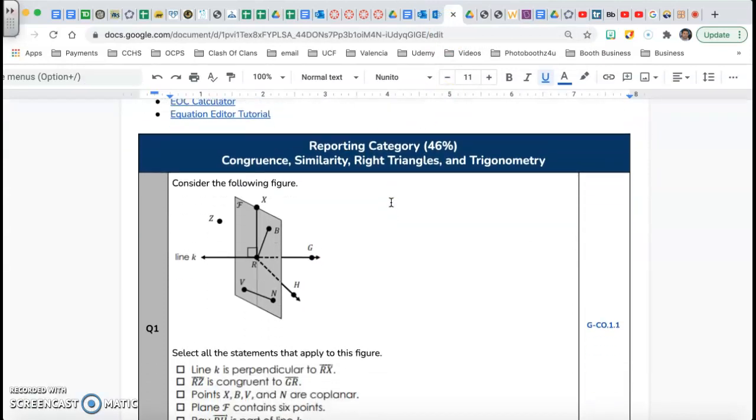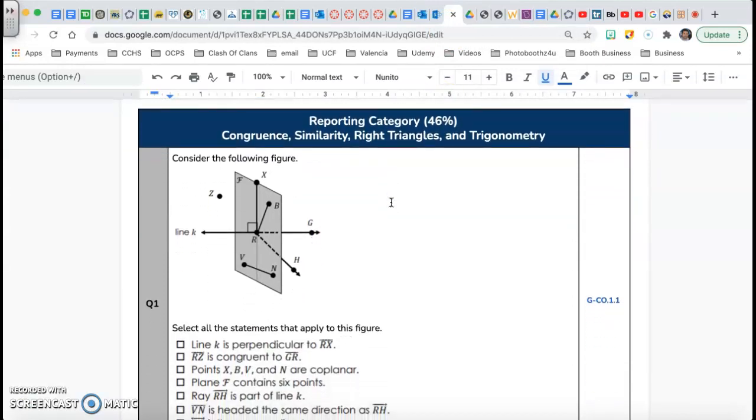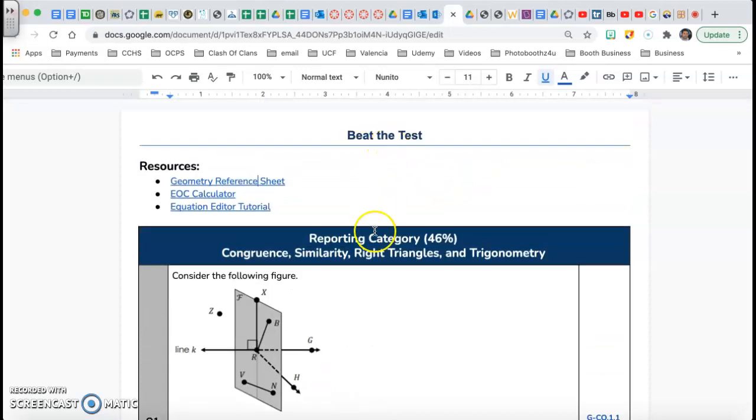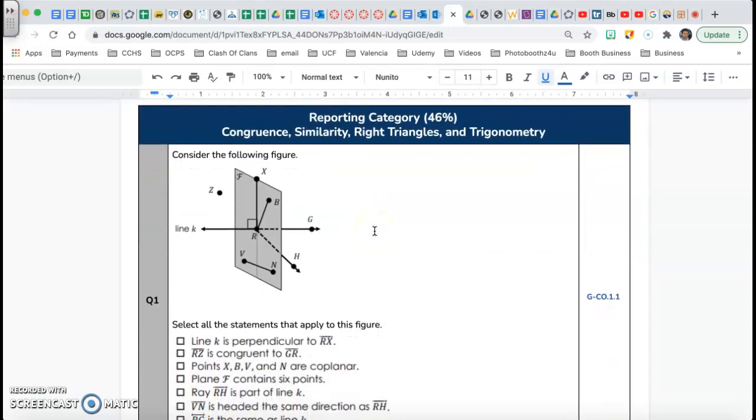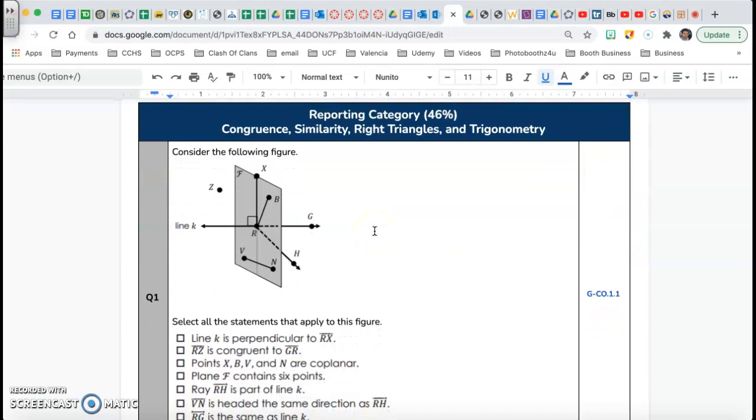All right, let's talk about the exam. This practice test is 52 questions. Out of those 52 questions, 27 relate to this category: congruence, similarity, right triangles, and trigonometry. This category makes up 46% of the total questions of the EOC.